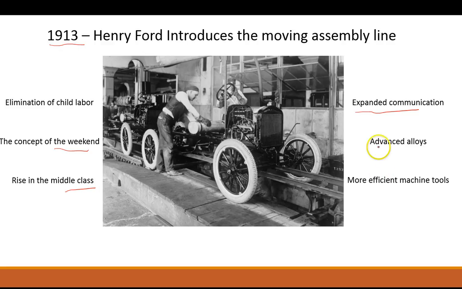And again, advanced alloys. Manufacturing became a lot more efficient because we had more appropriate materials that we could work with that allowed us to do a lot of different things, develop a lot of new different types of tooling, as well as more efficient machine tools, which goes back to the different types of alloys, different types of cutting tools we were able to develop. So there was a lot of new development that came around because of this second industrial revolution.